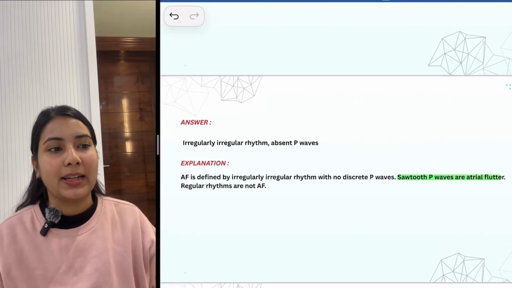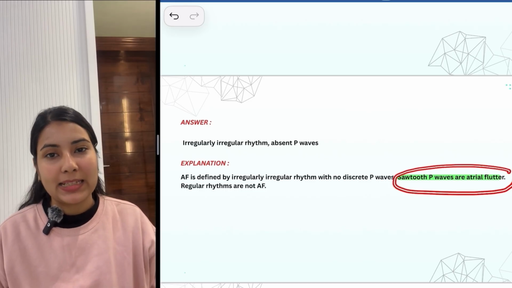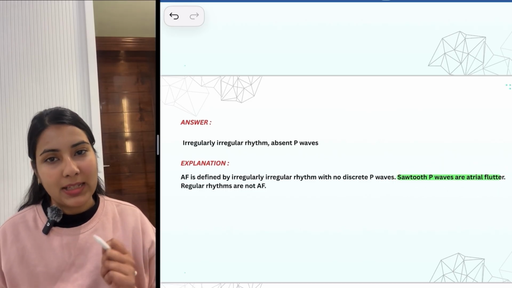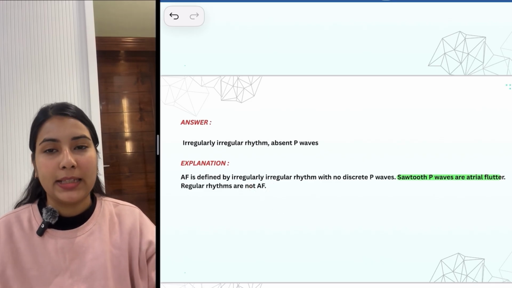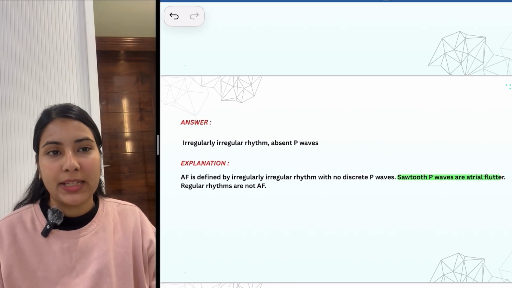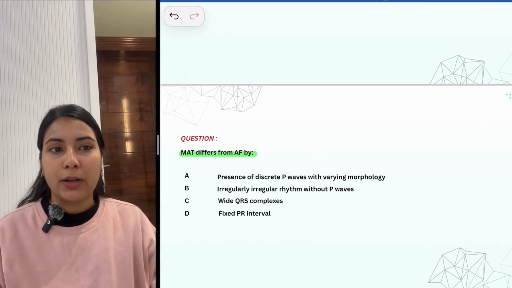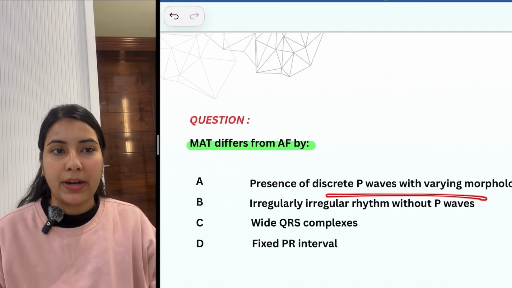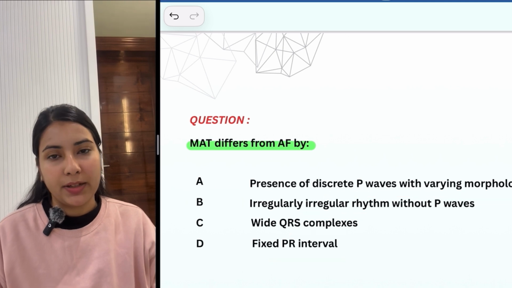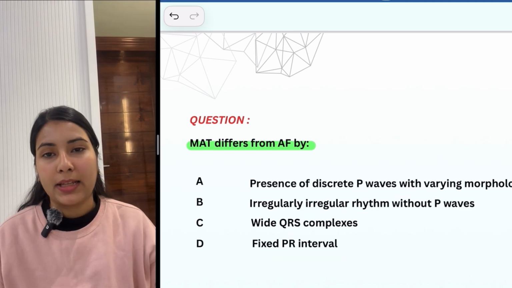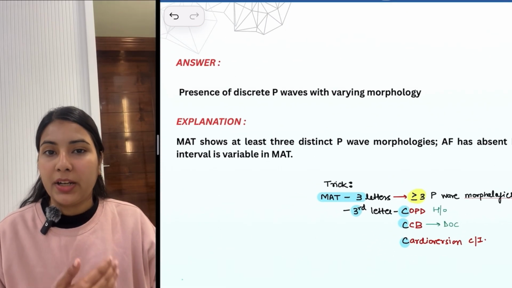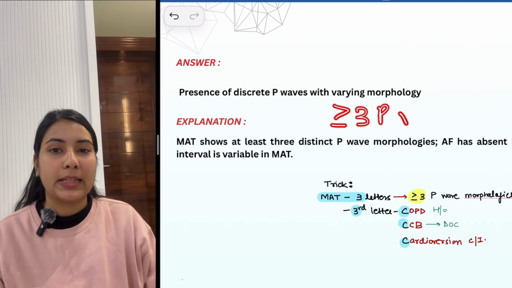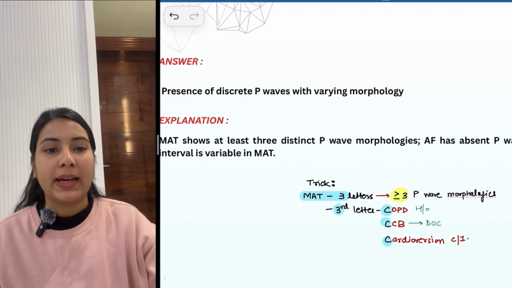Why are other options incorrect? So this sawtooth P waves, these are seen in atrial flutter, and you can never see regular rhythm in atrial fibrillation. This is not a feature for AFib, right? Now the next question is, MAT differs from atrial fibrillation by, your options are presence of discrete P waves with varying morphology, irregularly irregular rhythm without P waves, wide QRS complex and fixed PR interval. So for MAT, the answer is there are different P wave morphologies, more than three different morphologies for P waves. So the answer here is A option, right?